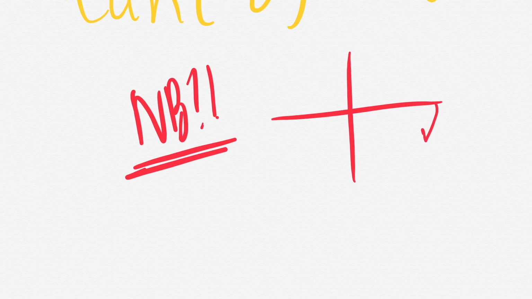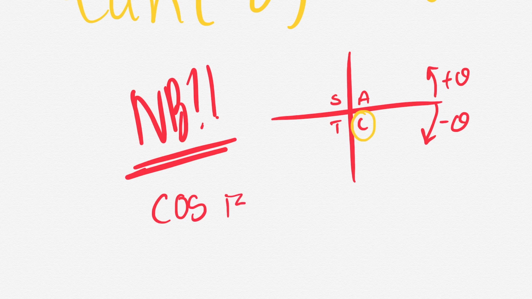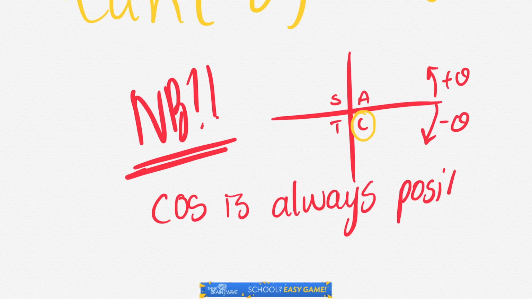Now, take very good note of this. Anything below 0 degrees is negative theta, and anything above 0 degrees is positive theta. We have the CAST system there, with quadrant 1 being at A, 2 at S, 3 at T, and 4 at C. So there we go. Cos is always going to be positive in that fourth quadrant. The other two are always going to be negative though.